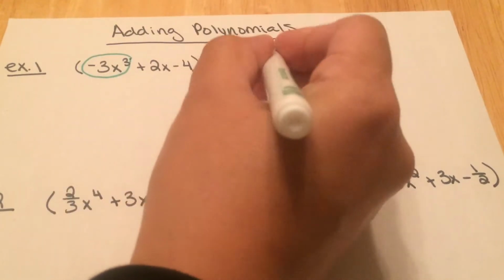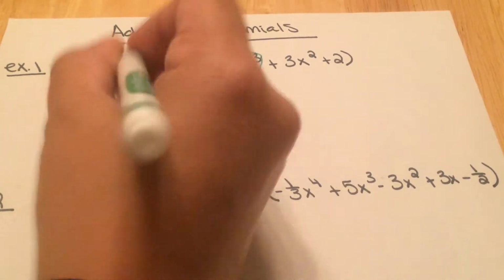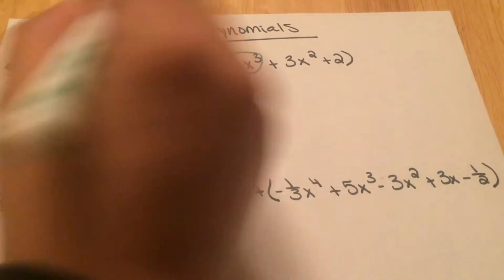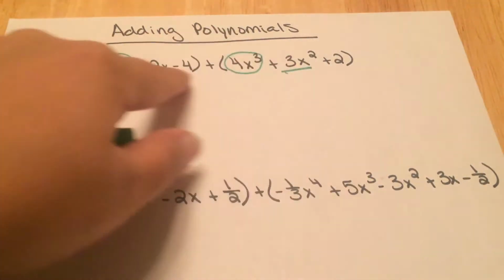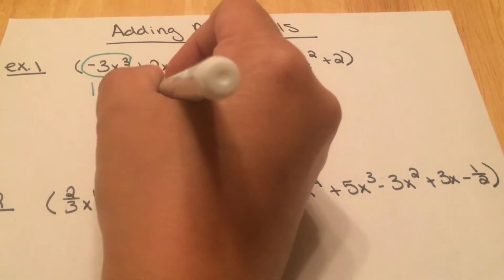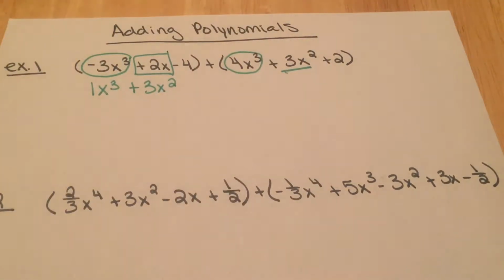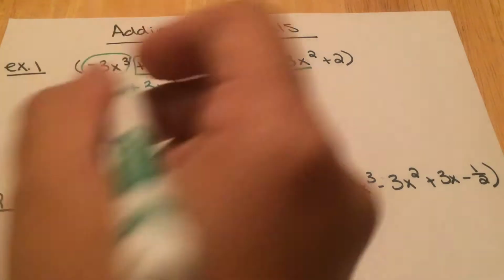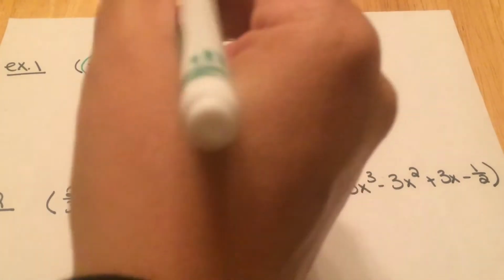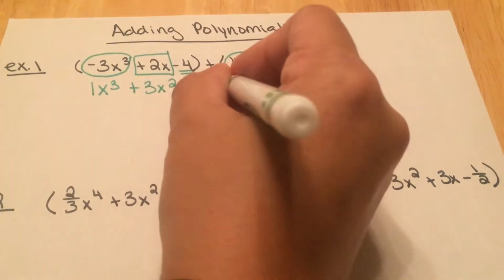So we see a negative 3x to the third and a positive 4x to the third. So we know that that's going to be a positive 1x to the third, or just x cubed. Then we have a 3x to the second power. I don't want to combine that with anything because I don't see anything else that has an x to the second power. So I'm just going to put plus 3x to the second power. Then we see that we have a 2x. There's nothing else like that 2x, so I'm just going to add 2x. And then we see that we have minus 4 and plus 2. And negative 4 plus 2 is going to be a negative 2.